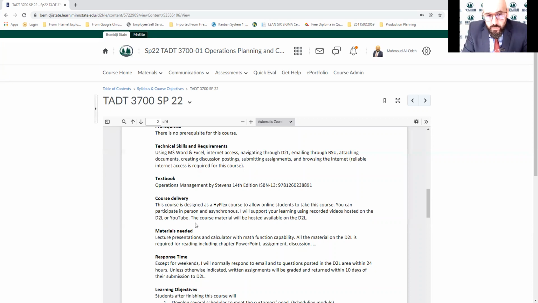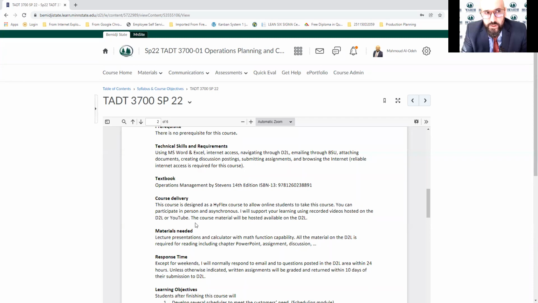The textbook that we will be using is called Operations Management by Stevens. We're going to use the 14th edition. I did provide the ISBN number here on the syllabus. Now, usually students ask, should we buy the 14th edition or can we buy a previous edition? Well, the content of the course is still going to be the same, whether the 13th edition or the 14th or the 12th or the 10th edition. So the content is the same.